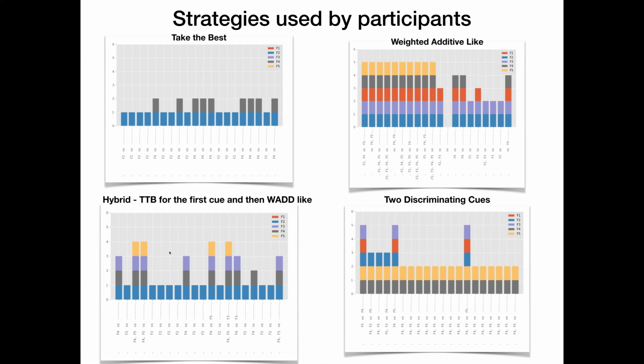However, we also notice hybrid strategies such as the one on the bottom left, where they look at F2 and sort all the other cues based on whether it discriminated. In the one on the bottom right, the participant waited for two cues to discriminate in the same direction and then used them to make their decision.